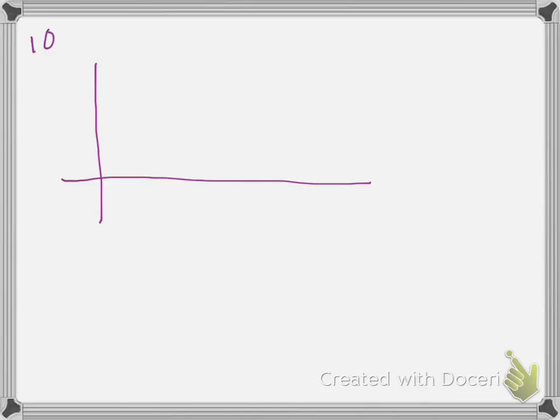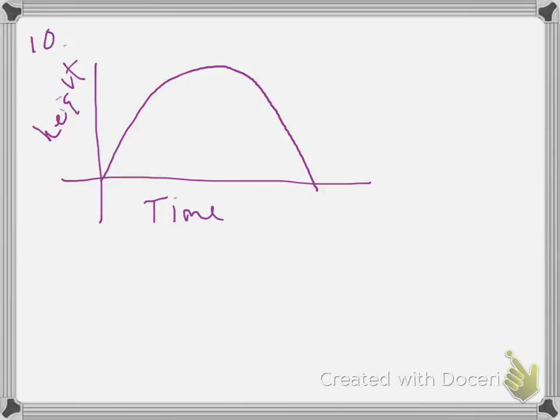So number 10, they usually have one of these on the final. It's talking about a ball being kicked, and it's talking about the time and the height. So your height would be here, and your time would be here. And the ball gets kicked and it goes up and it reaches the highest height, and it comes back down. So A says find the time it takes the ball to reach the maximum height. So what it's looking for is the highest point and the x value at that point. So at that point you have an x and a y, and that point is the vertex, and you know that time is your x.